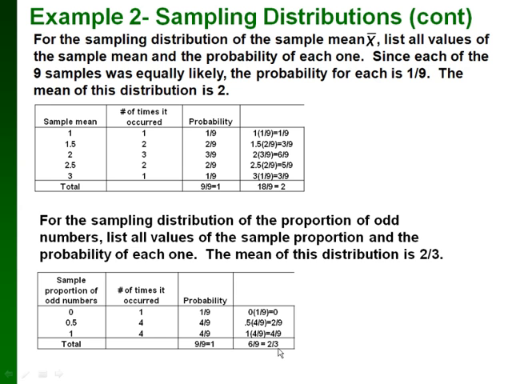In this case, the expected value of our sampling distribution turns out to be 2/3. And again, if we think about our original process using the spinner, 2 out of the 3 numbers were odd numbers. So the population mean for this would also be 2/3.